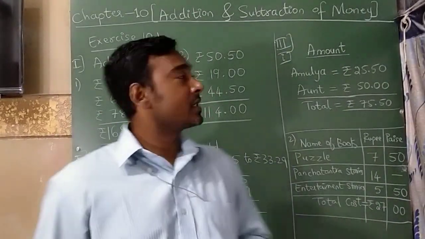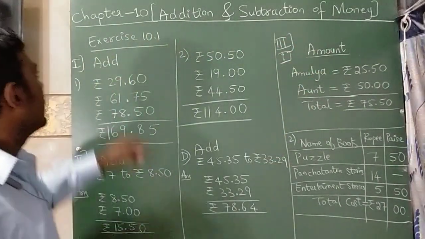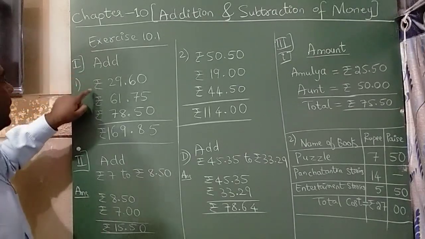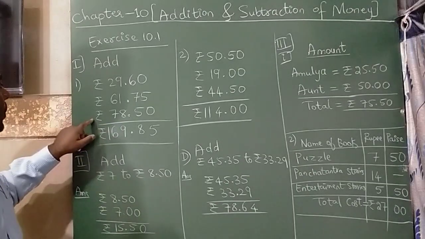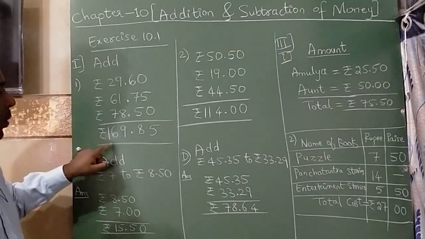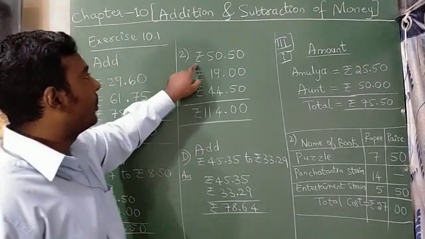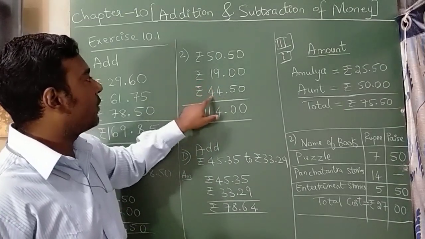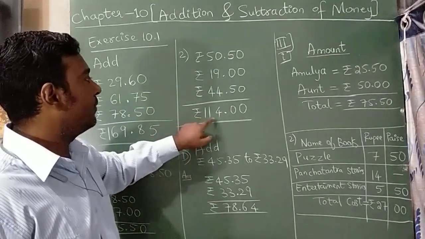Today I am going to teach chapter number 10, addition and subtraction of money. So exercise 10.1. In that, the first one is add. Here rupees 29.60, rupees 61.75, rupees 78.50. If you add all this, you will get rupees 169.85. Fine. Second question, rupees 50.50, rupees 19 and rupees 44.50. If you add all this, you will get rupees 114.